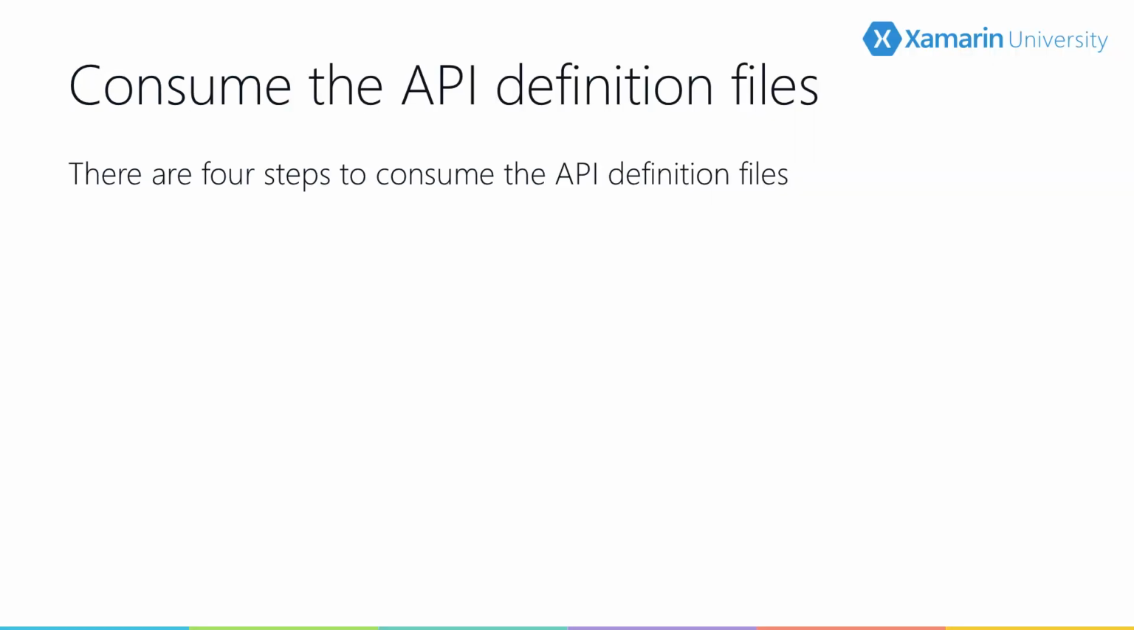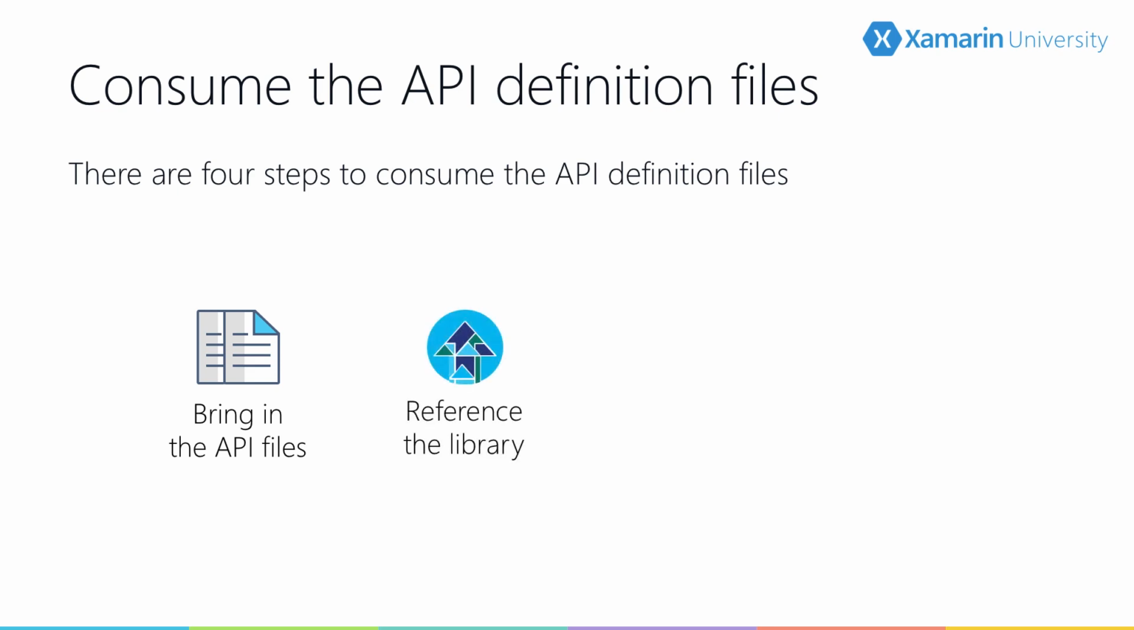There are generally 4 steps that you have to follow to consume your newly created API definition files in an iOS project. The first step is to bring the API definition files into your Visual Studio iOS binding project. This includes your API definition CS and your structs and enums CS. The second step is to add a reference to the native library that you would like to bind. Remember, this is going to have to be included as part of your final binary that you are going to consume in your final iOS project.